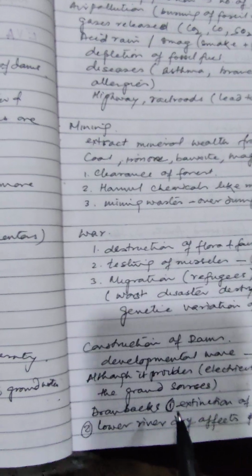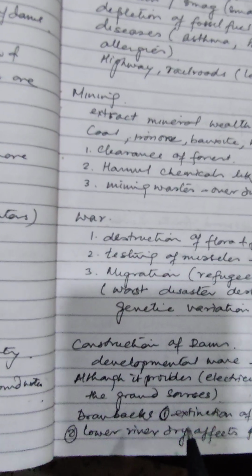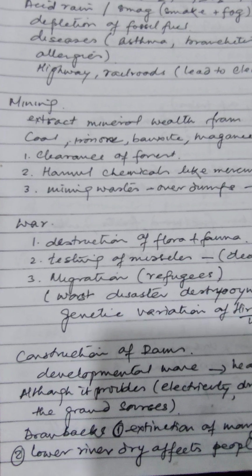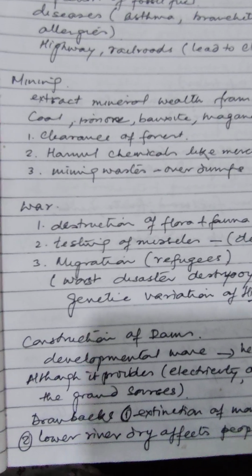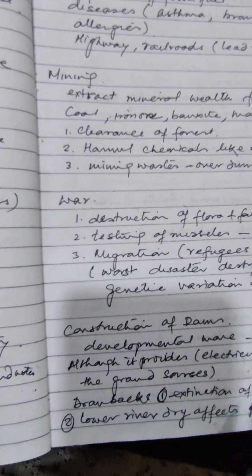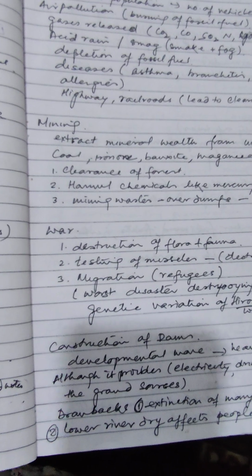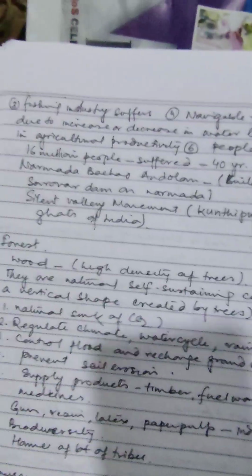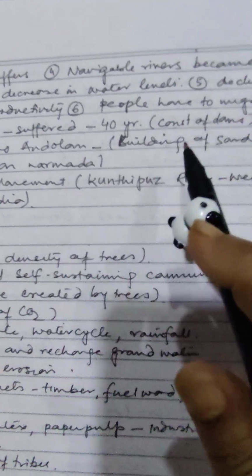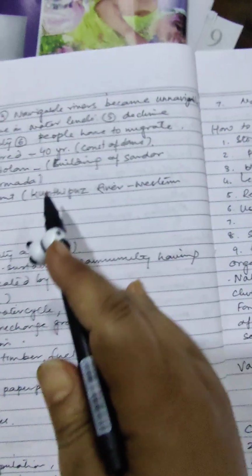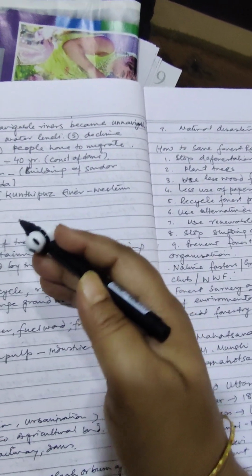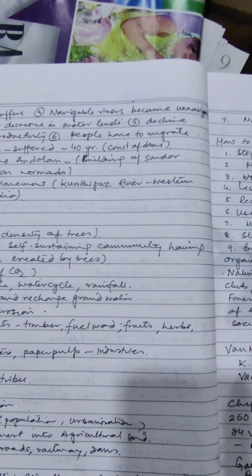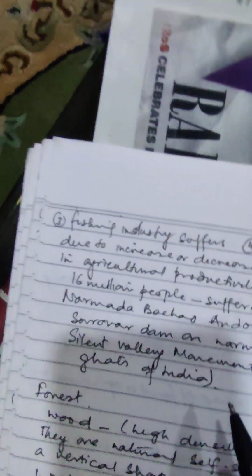But these dams are not always helpful, not always having a good effect, even though their development takes a lot of cost and people have to be moved. Wherever it is constructed, many species of birds, animals and fishes go extinct. So all this is affecting dams. The fishing industry suffers. Navigable rivers become unnavigable due to the increase and decrease of the water level. People have to migrate and they suffer a lot. The cost of construction of a dam is also very, very high.